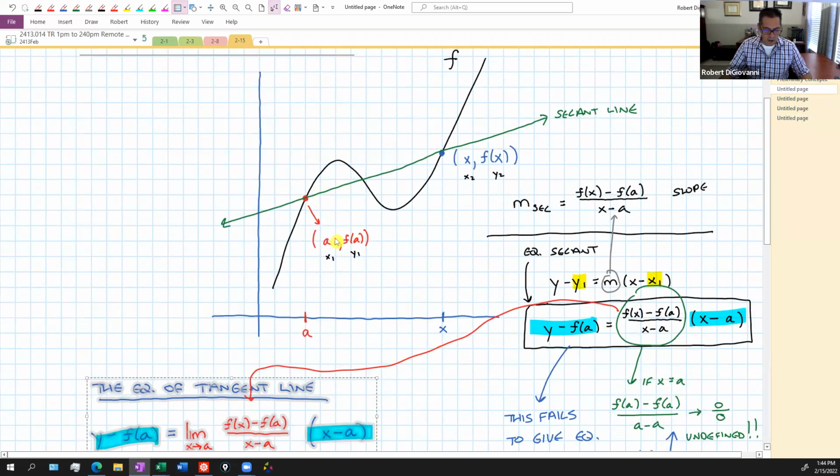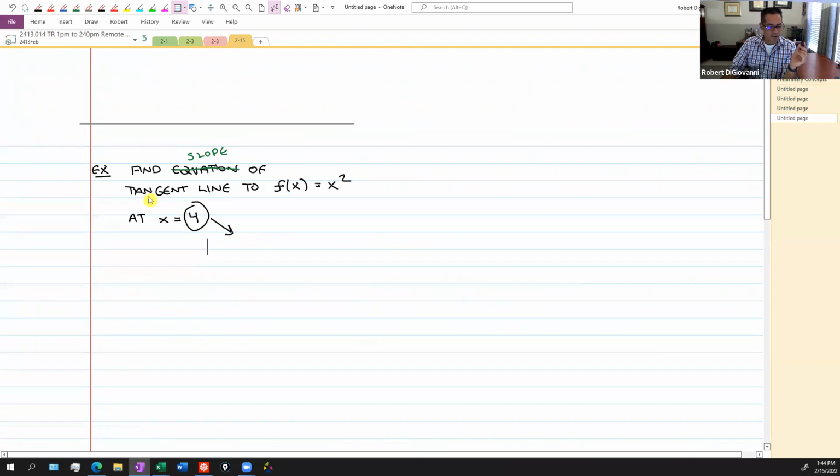Remember, when we started this whole thing out, this point right here that we're going to anchor to and slide the other point to is always the a. I call that a base point. We're anchored there and then we're going to move this other point to it. This other point will always be x. The anchor point will always be the a. So if we say find the tangent line to this curve at x equals 4, this is our anchor point, so this becomes the a. Does that make sense, Shams?